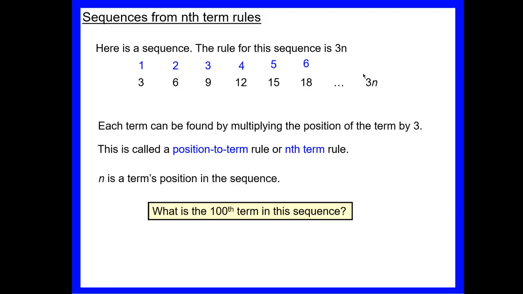So by creating an nth term rule, we can simply swap the letter n for the position we want, which is number 100 in the list. 3 times 100 is 300. So the 100th number in this sequence is 300. So you can see this has a lot more uses than our term-to-term rule. It saves us lots of time if we want to find a number further down the list than we want to write out.